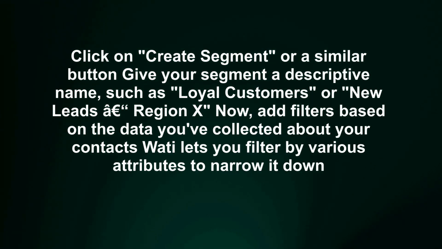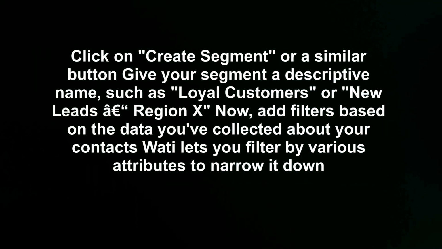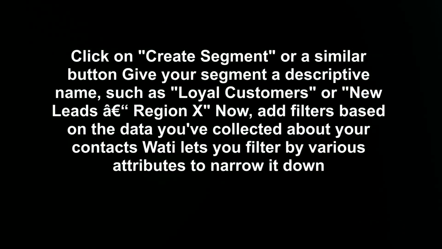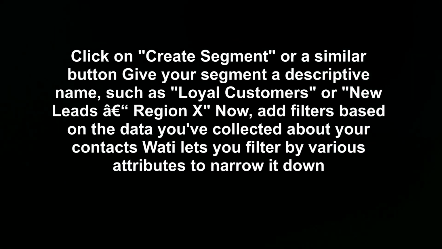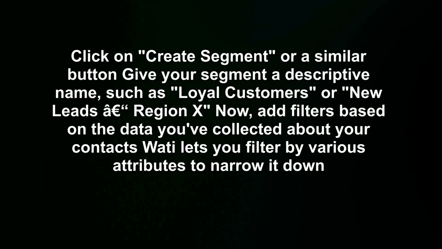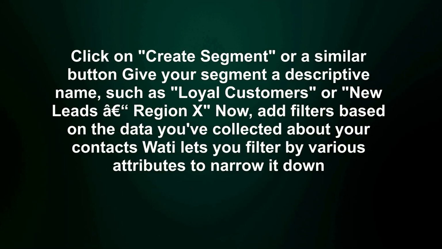Click on Create Segment or a similar button. Give your segment a descriptive name, such as loyal customers or new leads. Now, add filters based on the data you've collected about your contacts. Wati lets you filter by various attributes to narrow it down.